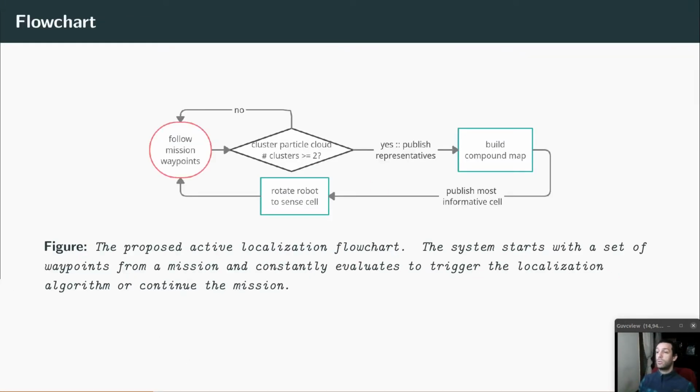To end this section, I want to show you a flowchart of the system. The robot is following a path given by the mission planner. Then, if it can find at least 2 clusters, it publishes the representative from each cluster and builds the compound map. In the compound map, it finds the most informative cell, rotates the robot to sense that cell, and then continues following the mission.